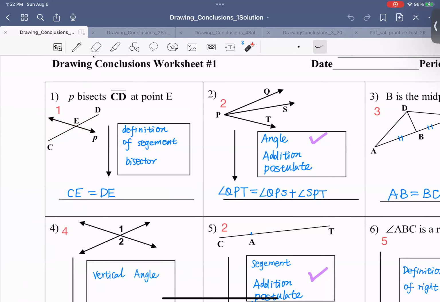We also see the angle bisector. If you see these two angles equal, this line is the angle bisector. But if this line makes these two pieces equal, that's called a segment bisector. Okay? So please write down here. If this p bisects this line segment, you write definition of segment bisector. And then CE and ED are congruent, because of the definition of segment bisector.